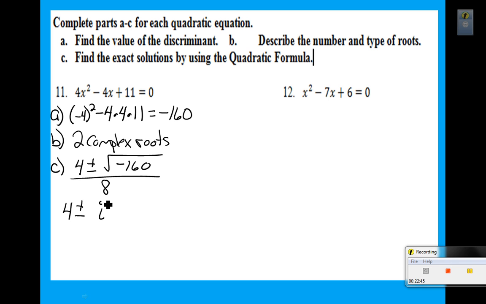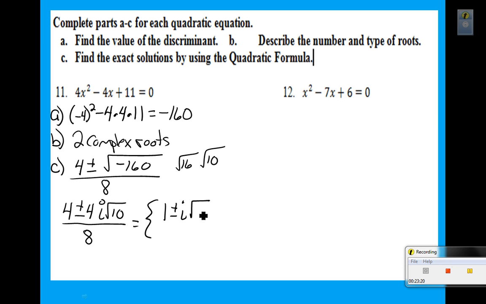I know there's going to be an i in my answer. Out of 160, something I know the square root of times something I don't, 16 and 10. Square root of 16 is 4, radical 10, all over 8. So I got 4 plus or minus 4i radical 10, all over 8. Hey, I see a 4 goes into all 3 of those. So here's my ending answer. 4 divided by 4 is 1, plus or minus 4 divided by 4 is 1. So I got i radical 10, all over 8 divided by 4 is 2.